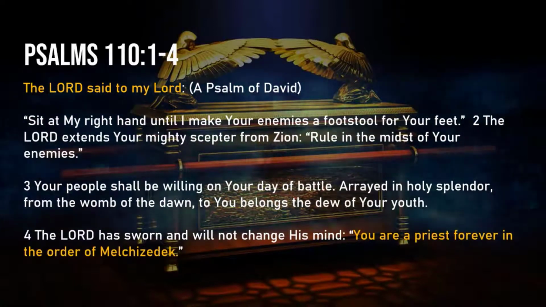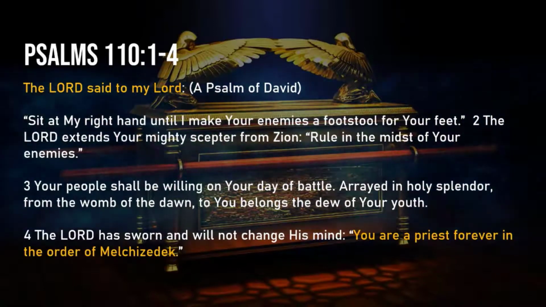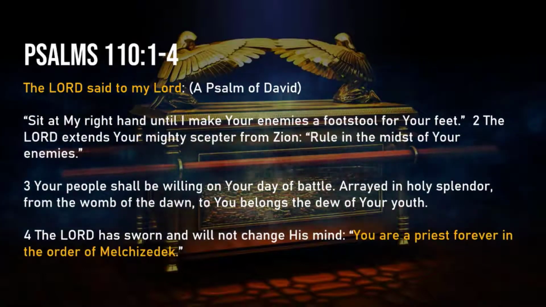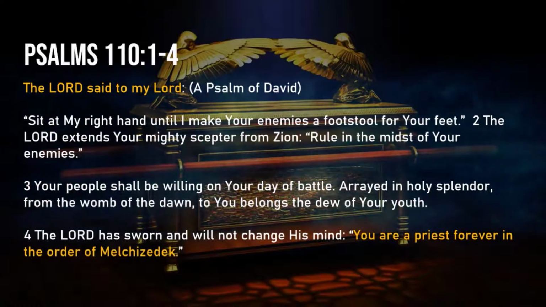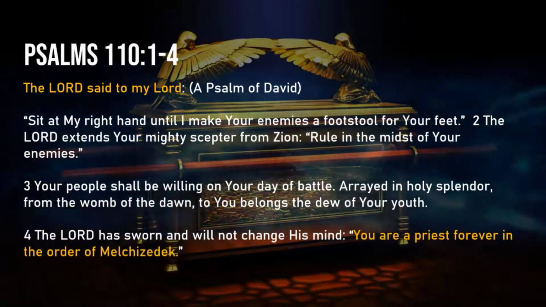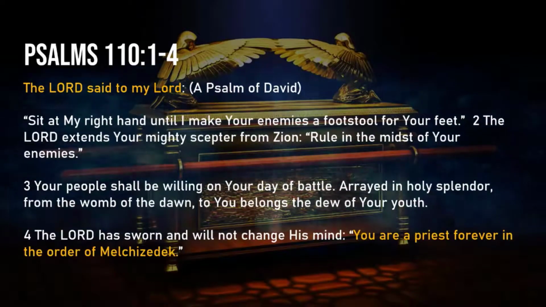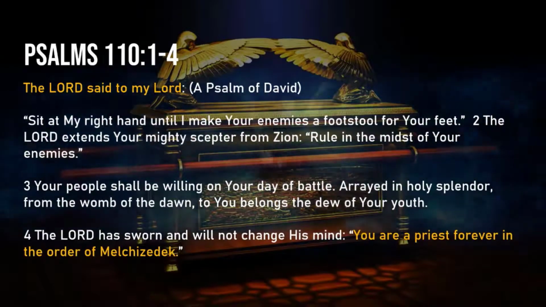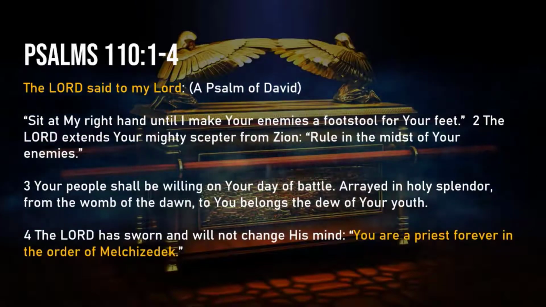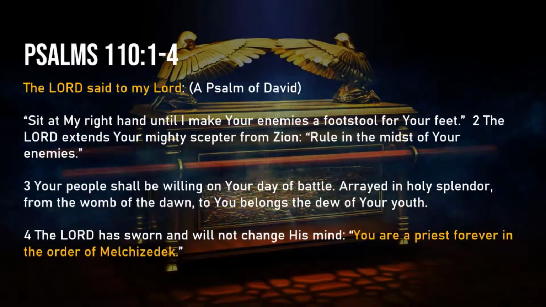From the womb of the dawn, to you belongs the dew of your youth. The Lord has sworn and will not change his mind. You are a priest forever in the order of Melchizedek." So this is the only other verse in the Bible you'll see this word Melchizedek. And again, it brings up the idea of a priesthood, which means that there was a priesthood before the priesthood. So there's a priesthood before the Levites.